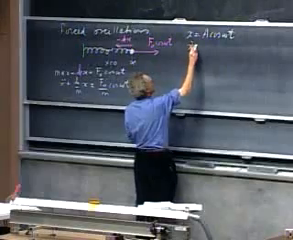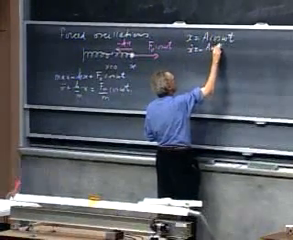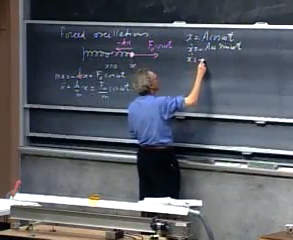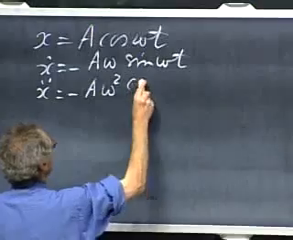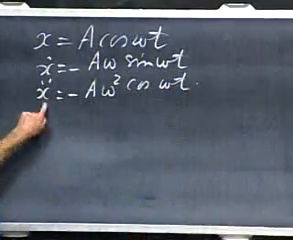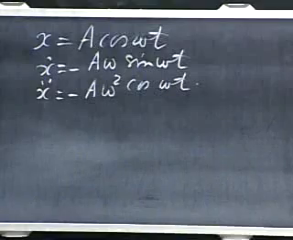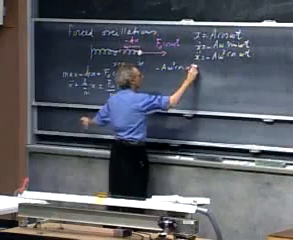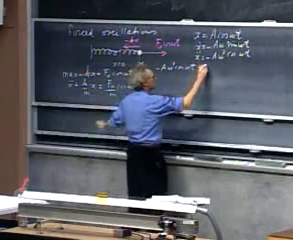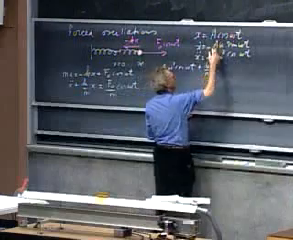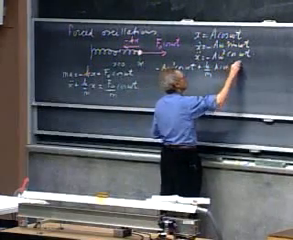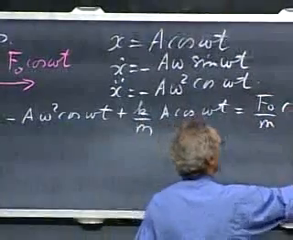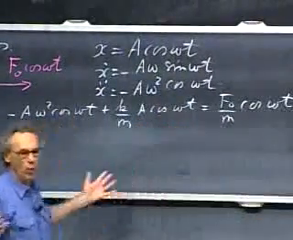x dot equals minus A omega sine omega t. x double dot equals minus A omega squared cosine omega t. And so now I'm going to substitute that in here. So I'm going to get minus A omega squared cosine omega t plus k over m times A cosine omega t, and that equals F0 divided by m times the cosine of omega t. And that must always hold.